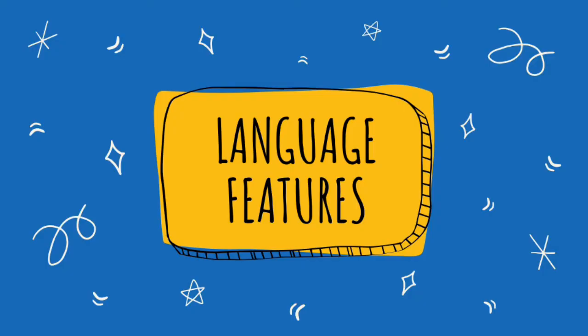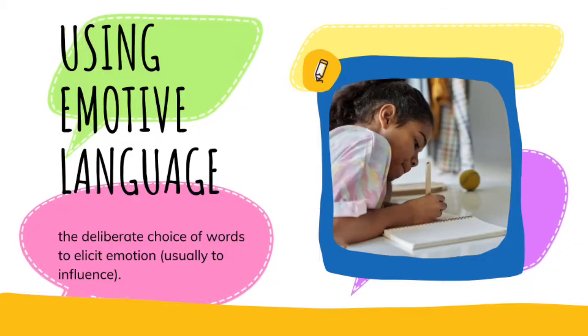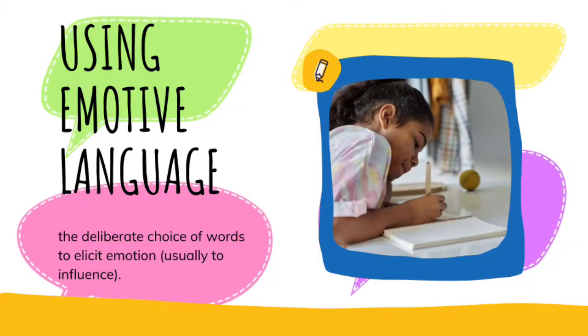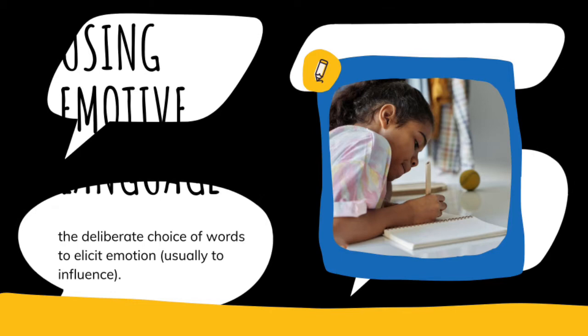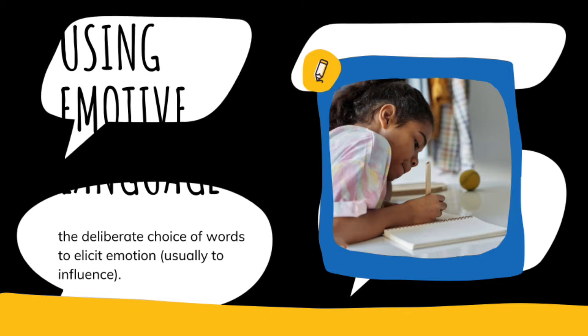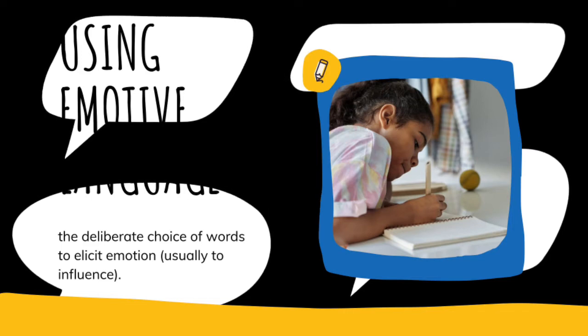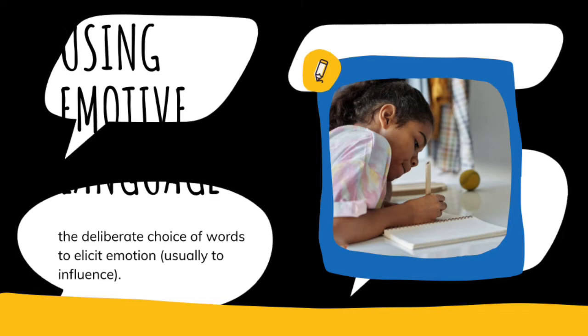And we move on to the language features that are commonly used in hortatory exposition text. The first one is using emotive language. Okay, so emotive language is usually used to influence or persuade someone by using certain words that can make your sentence stronger. Okay, we'll have a look at the examples of emotive language.